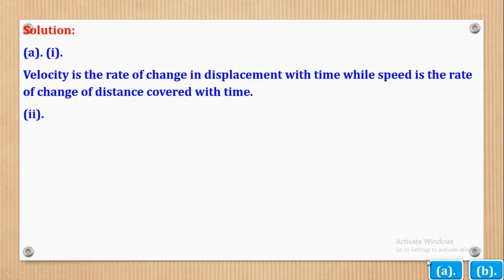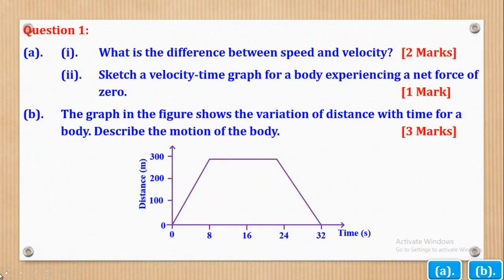So now we shall go to part A, Roman 2. Roman 2 says, sketch a velocity time graph for a body experiencing a net force of 0. Now when force is 0, we know that force is equal to ma. Therefore, if F is 0, a will also be 0. Therefore, acceleration of the body will be 0. And when acceleration is 0, it implies that the velocity is constant. Therefore, the velocity time graph they want is a velocity time graph for constant velocity.